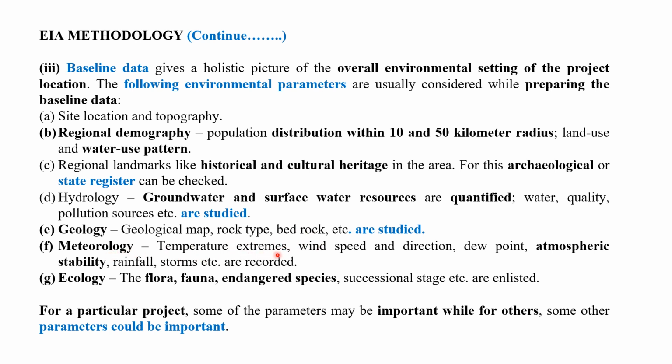Meteorology: temperature extremes, wind speed, wind direction, dew point, atmospheric stability, rainfall, and storms are also recorded. Ecology, flora and fauna: is there any species going to be endangered? Succession stages are enlisted. So this comes under the baseline data.